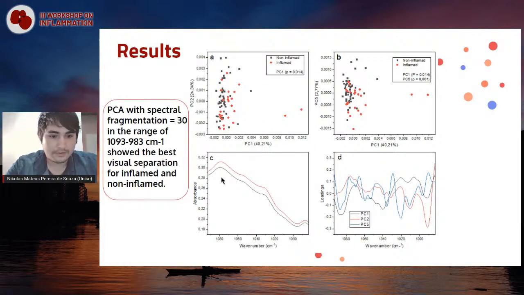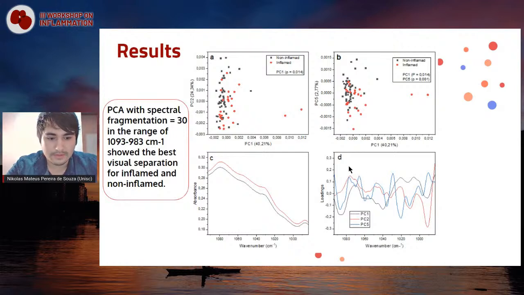And in graph C, it shows the average spectrum of patients considering inflamed and non-inflamed in the spectral region selected by the principal components analysis. Therefore, inflamed patients have higher absorbances in this region. And this is a region where there are several DNA and proteins bound.